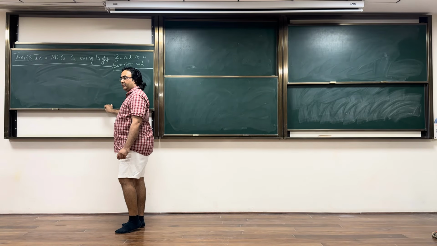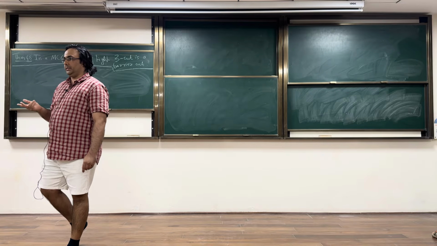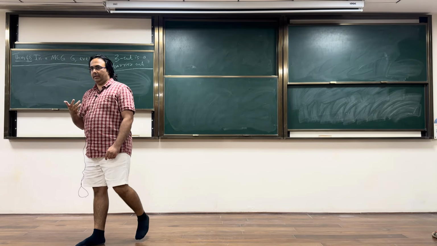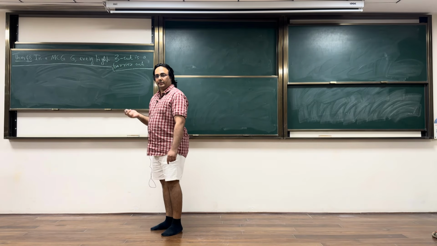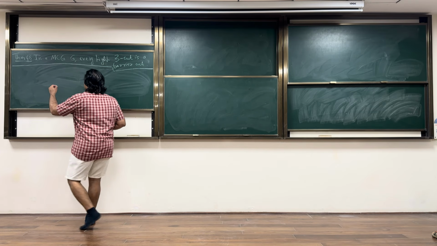So in the earlier case, we looked at tight 2 cuts and we considered 2 cases. Either the 2 edges are adjacent or they are non-adjacent. Right? So we'll do something similar here. Let's make a drawing.